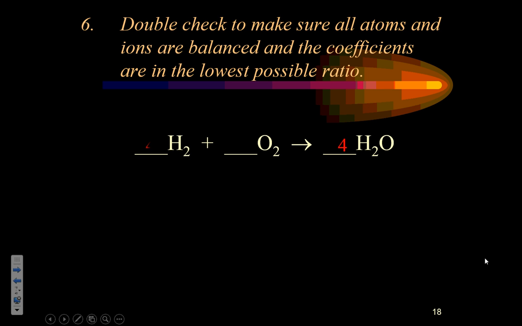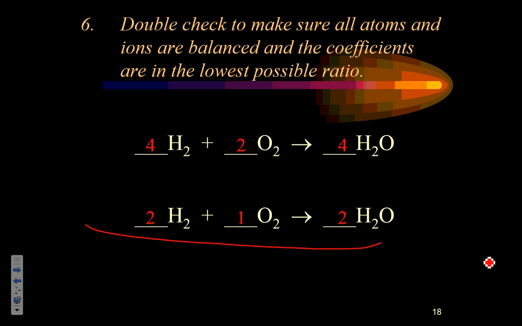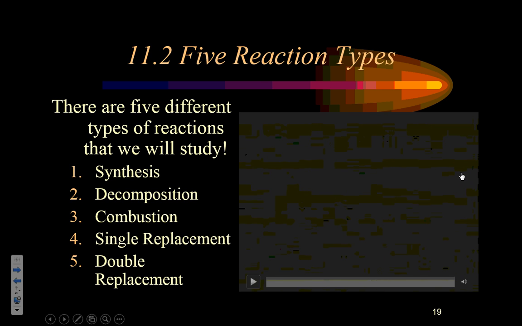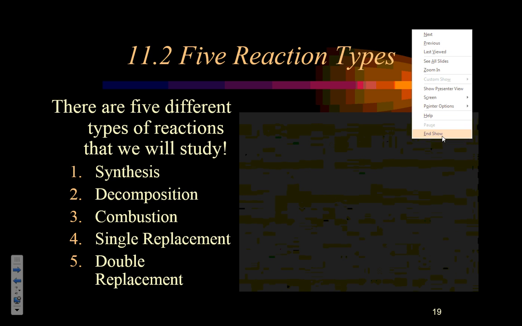So case in point, if I had a 4, a 2, and a 4 here in balancing this, this would work. 8 hydrogens, 8 hydrogens, 4 oxygens, 4 oxygens, it is balanced. But a 4-2-4 can be reduced by dividing by 2 to a 2-1-2. And this will be correct, and this will be marked wrong on your paper. So always double check to make sure you can't reduce your coefficients, because it still might balance, but you might have the wrong answer. So that is what I want you to do to follow some tricks to balancing equations. And next we'll get into reaction types in our next set of notes.